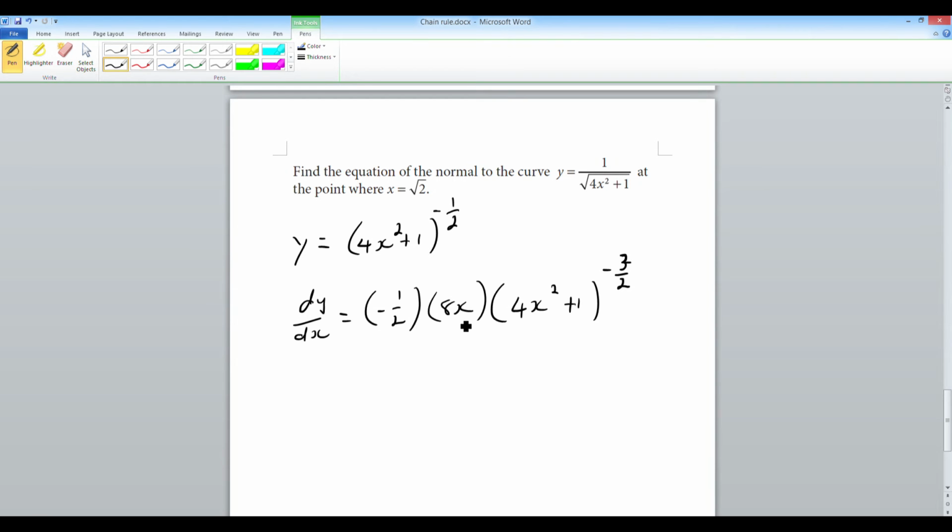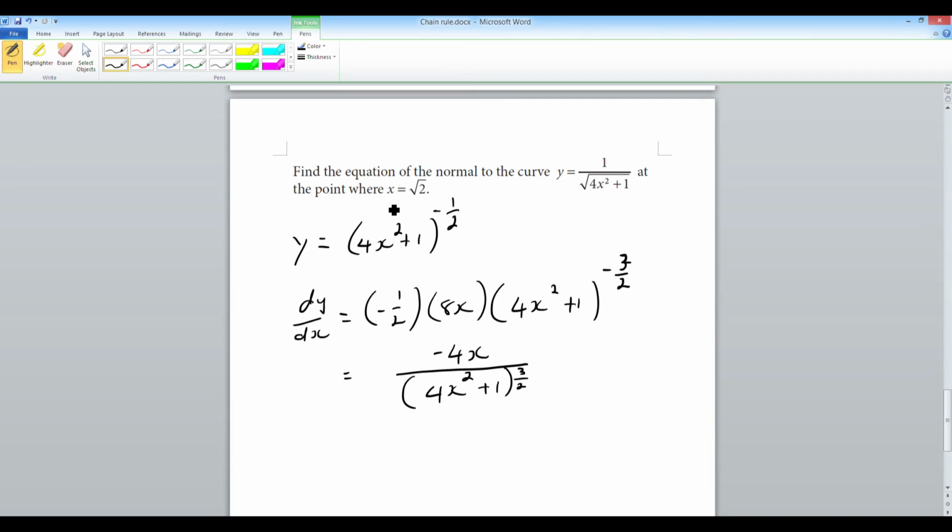I can simplify this a little bit further. Let's go and simplify it like this: 4x squared plus 1 to the power of 3/2, because it's a negative exponent, that's why I'm putting it over, and 8x times negative 1/2 will become negative 4x. So this is the derivative of my function.